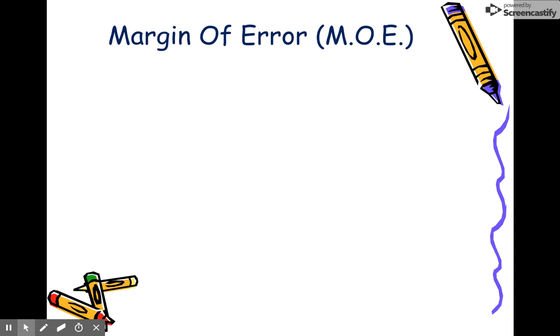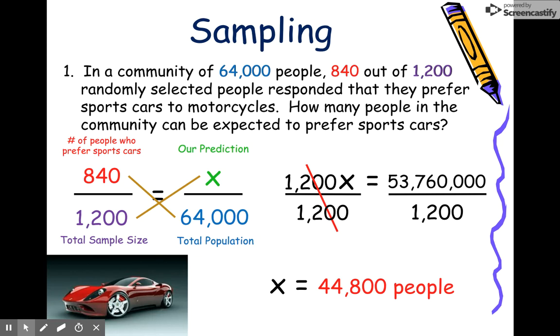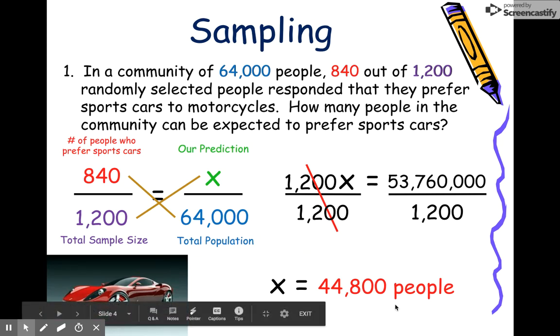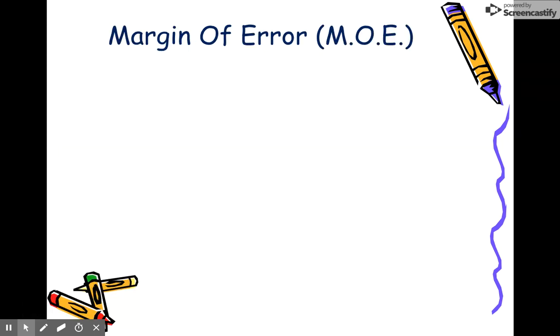Now, the second thing you're going to be expected to know is how to do a margin of error. What a margin of error means is because this is a prediction, we're not 100% sure that 44,800 is going to be the exact number of people that prefer sports cars. So what we do is create an interval where we think it's going to be between.